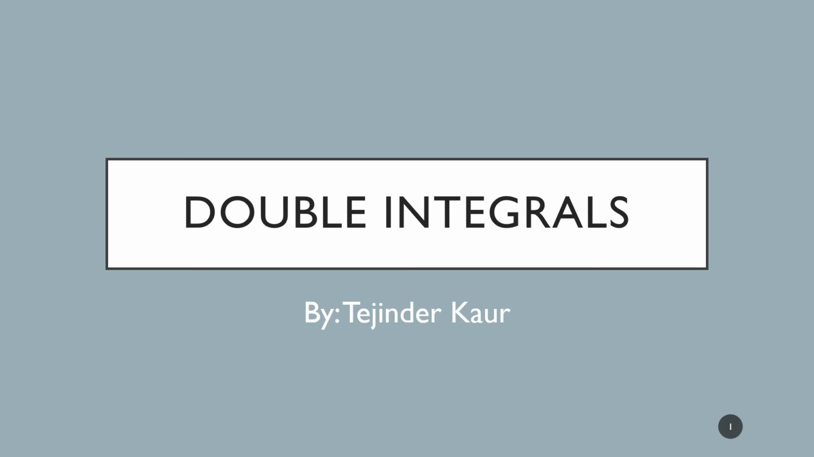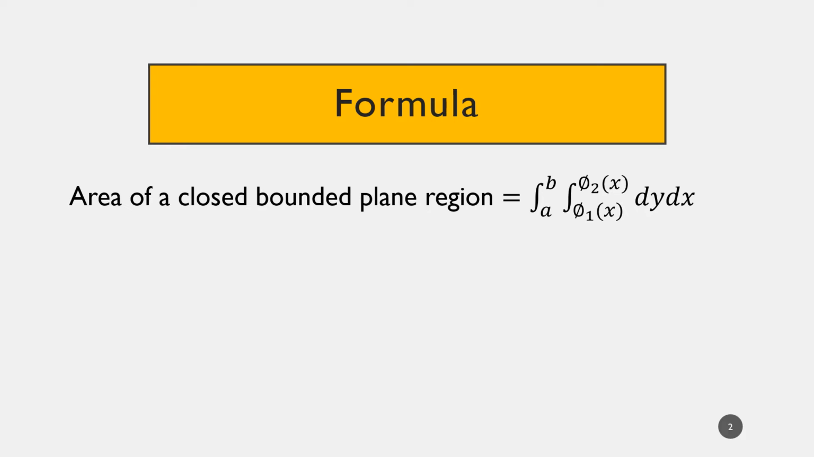Hello dear learners. In this video, we'll be looking at an application of double integrals. The application that we are discussing here is how the double integral can be used to find the area of a closed region. The formula that we'll be using here is that the area of a closed bounded plane region can be written in the form of a double integral.